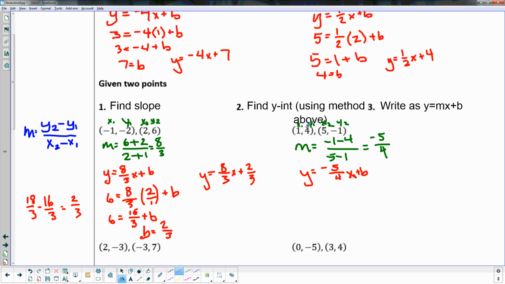And again, pick a point. I kind of like this 1, 4 point. It makes life a little bit easier. Here's why. When I plug in 4 there, that's all well and good. But when I plug in 1 over here, I'm multiplying by 1, which doesn't change anything. So I don't even really have to write that. Okay. Now we're going to add 5/4. So looking at 4 in terms of fourths, that's going to be 16/4 plus 5/4.